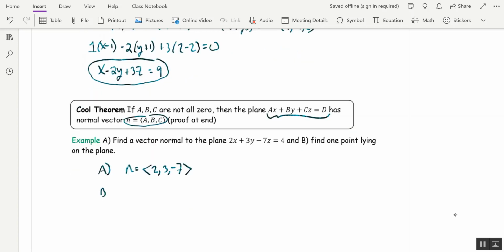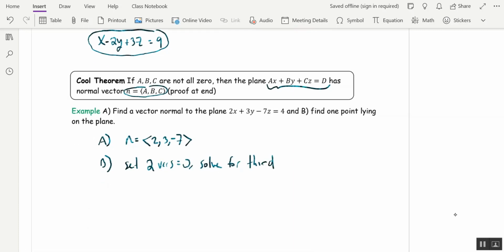So for B, we need a point on the plane. And the easiest way to get that is to set two variables equal to 0 and solve for the third. So for example, if I were to set x and y equal to 0 in this equation, and I solve for z, I get z equals -4/7. So that would be one point lying on the plane.